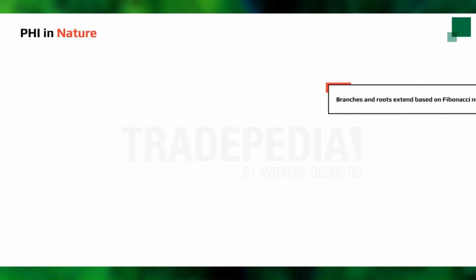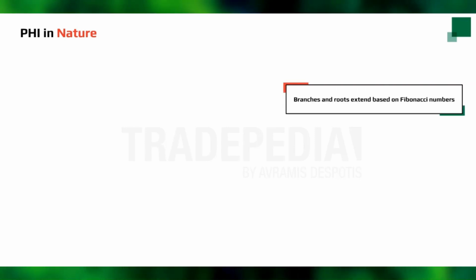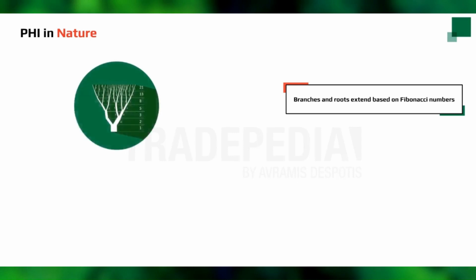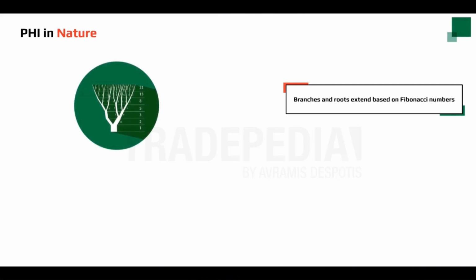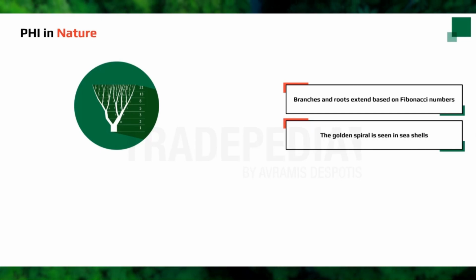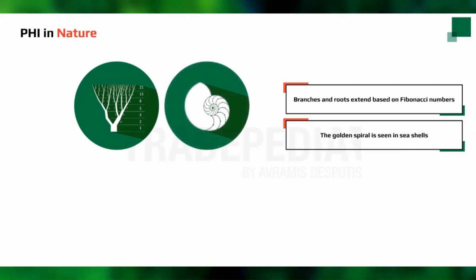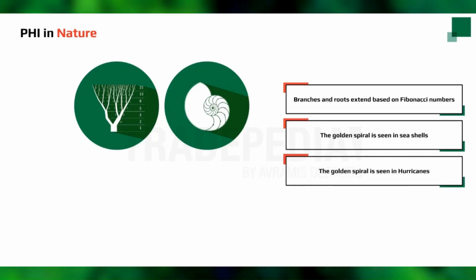Do you know where we find this golden spiral and rectangle? We find them everywhere in nature. For example, the branches and roots of a tree extend based on the Fibonacci numbers and subsequently the number phi. The shape of a seashell takes the shape of a golden spiral. Another case is a photo of a hurricane from a satellite.